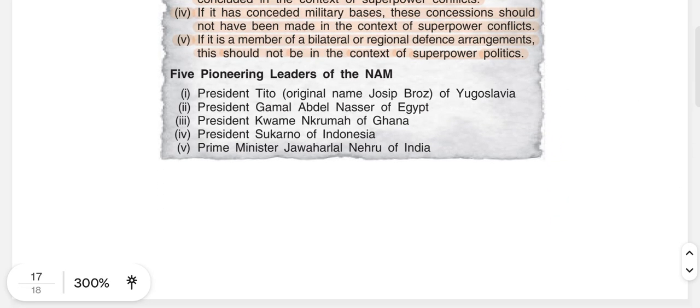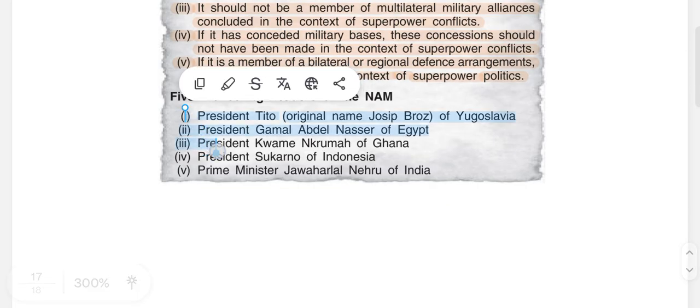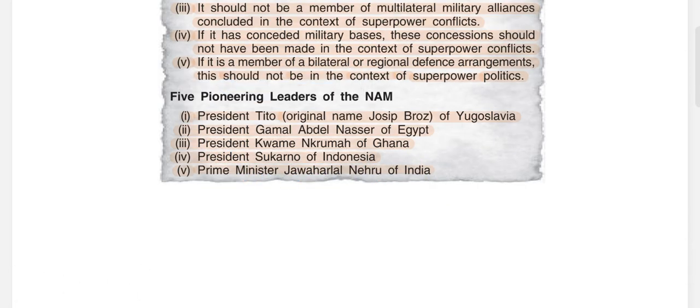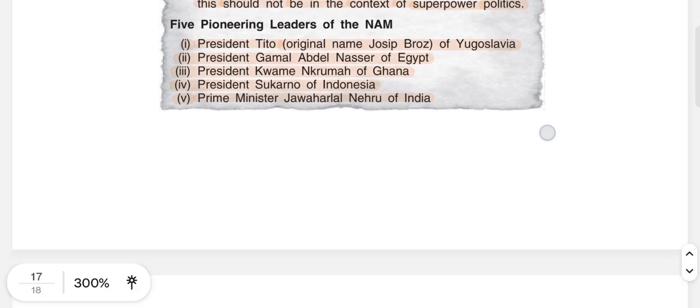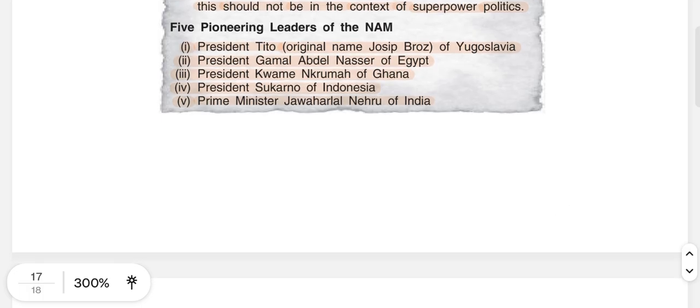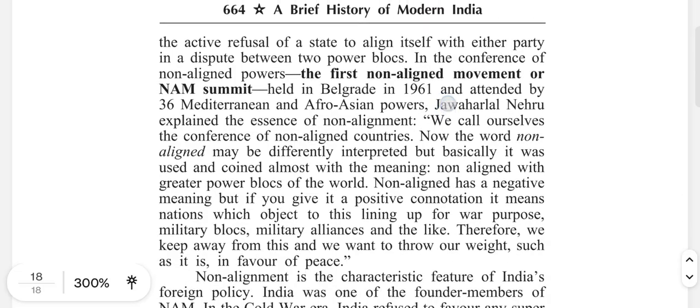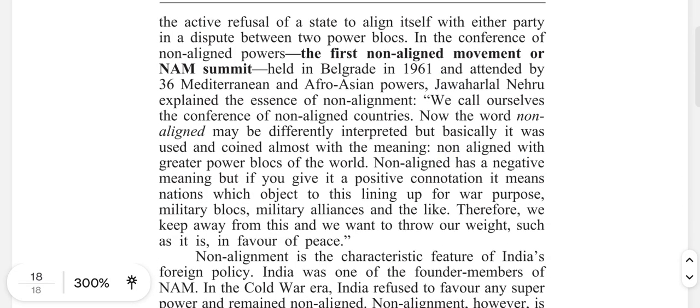Five pioneering leaders of the NAM: One, President Tito, original name Josip Broz, of Yugoslavia. Two, President Gamal Abdel Nasser of Egypt. Three, President Kwame Nkrumah of Ghana. Four, President Sukarno of Indonesia. Five, Prime Minister Jawaharlal Nehru of India. A brief history of modern India's active refusal of a state to align itself with either party in a dispute between two power blocs.